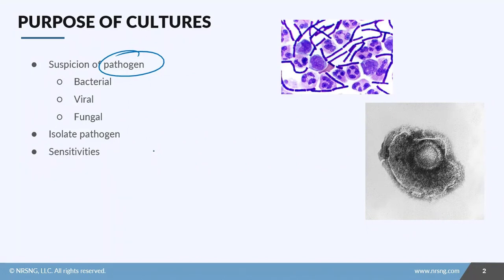Well, the purpose of cultures is to isolate the pathogen. So we'll get a sample and send it to the lab, grow it over a couple of days, and then what we do is something called a sensitivity. What the sensitivity does is figure out what particular medication is going to destroy that pathogen. So if we have a bacteria that grows, which antibiotic is going to fight it off and which one's going to take care of it? So let's get into some of the specifics of cultures.